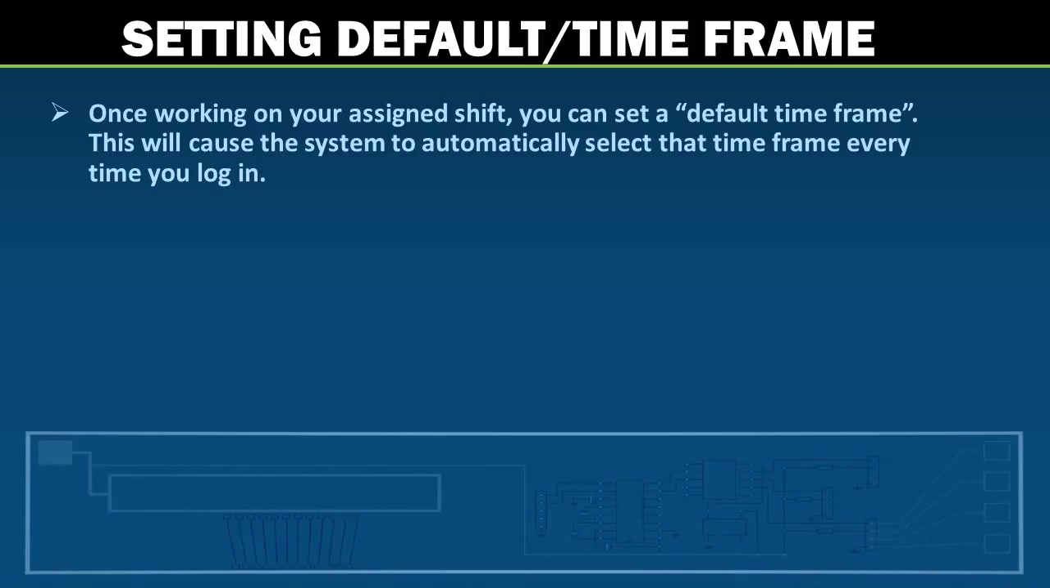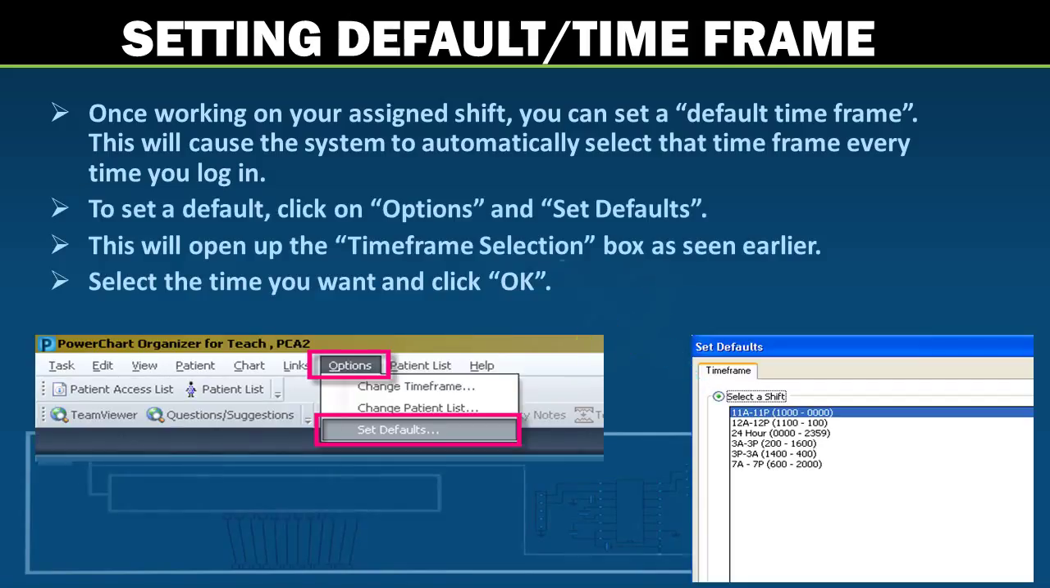Once you're working on your assigned shift, you can set a default time frame so that it'll automatically select the time frame every time you log in. We're going to show you how to do that, and we also have a handout that will remind you. To set this default, you can click on Options, Set Defaults, and then it will open up a time frame selection box as seen here on your screen. Select the time that you want and say OK.